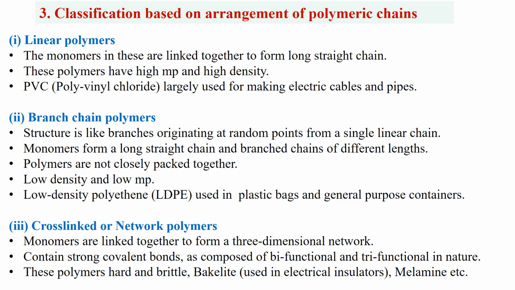And the third one is cross-linked or network polymers, in which monomers are linked to form polymer chains, which are arranged in a three-dimensional network. Polymer chains are cross-linked with each other, or these chains are connected with each other through strong covalent bonds. Usually the monomers in these types of polymers are bifunctional and trifunctional.